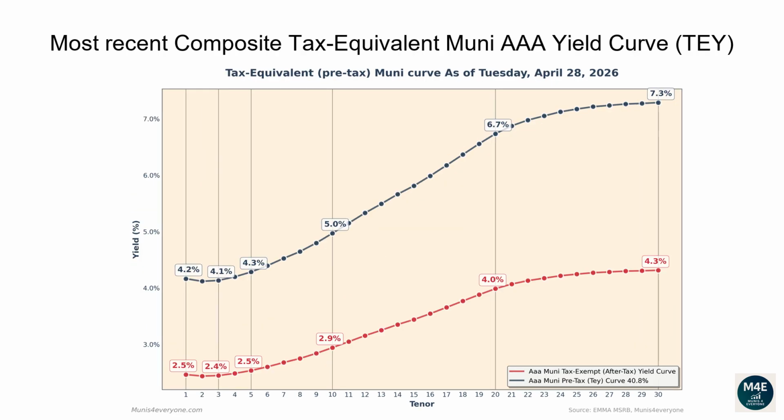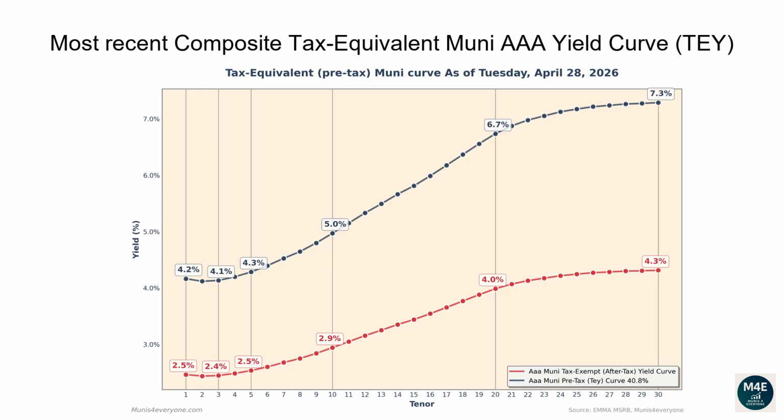Let's now go over the most recent composite tax-equivalent Muni AAA yield curve. The following graph shows, in red the tax-exempt after-tax Muni yield curve, versus in blue its tax-equivalent pre-tax version assuming a 40.8% top tax bracket as of April 28, 2026. Why would you care to see the tax-equivalent version of the Muni yield curve? More on this later. Let's first go over the pre-tax, aka tax-equivalent yield curve.